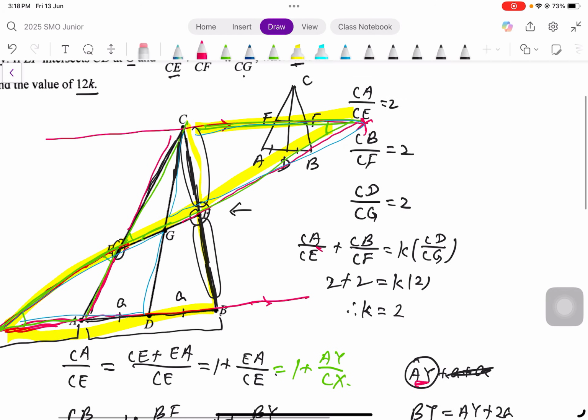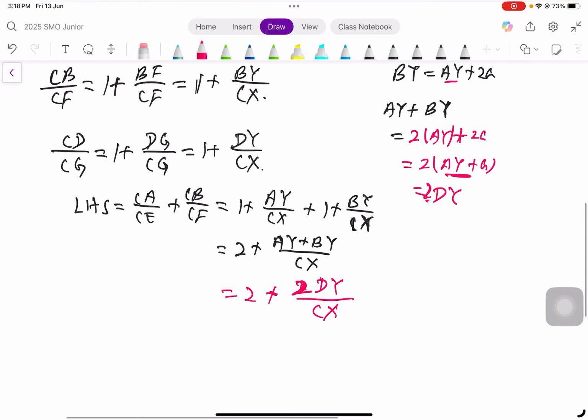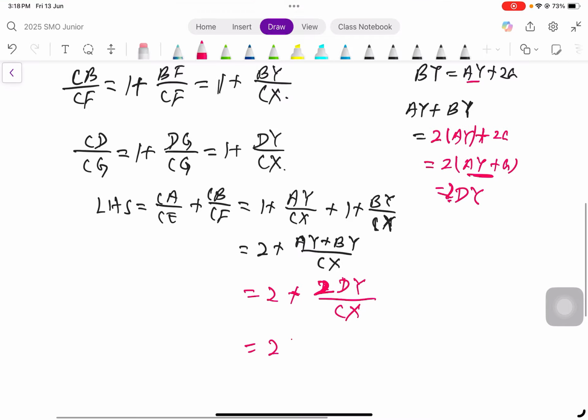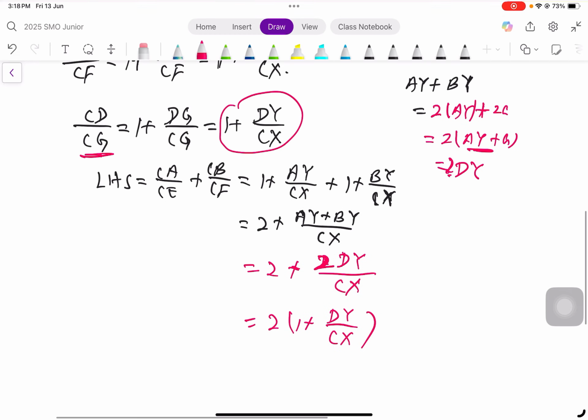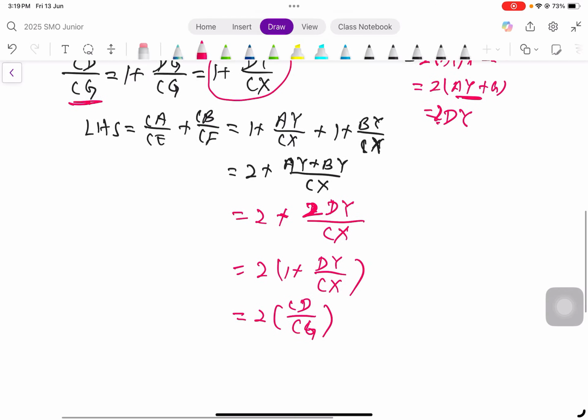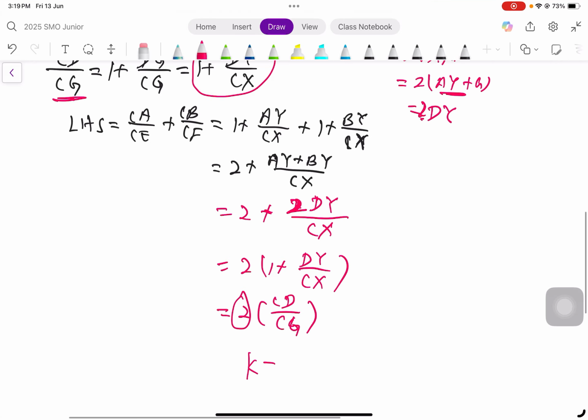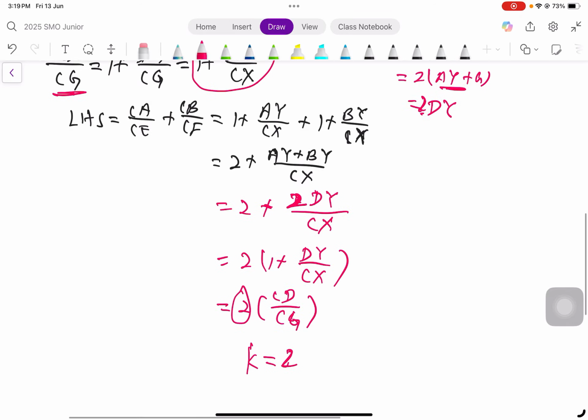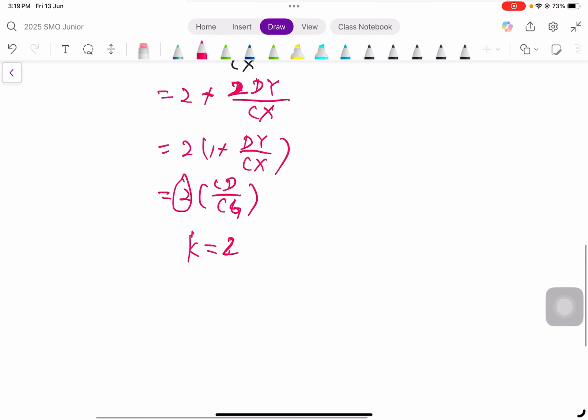Now we can take out the common factor: twice of 1 plus DY over CX. But 1 plus DY over CX is equal to CD over CG, so this is twice CD over CG. Therefore this number 2 is K, the same as in the special case. They want us to find 12K, which is 12 times 2, and the answer is just 24. That's it.